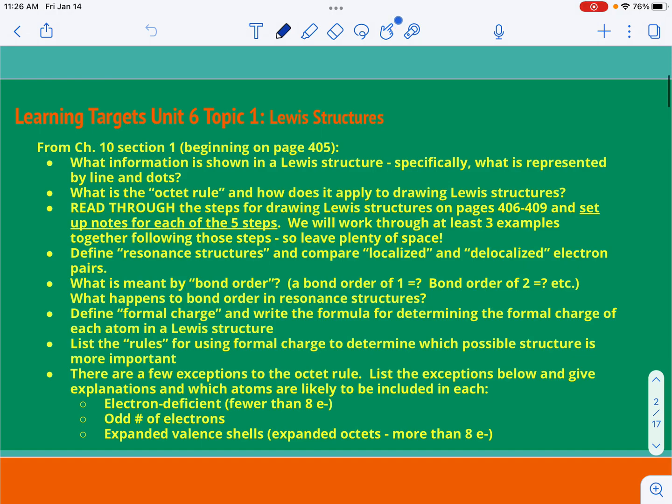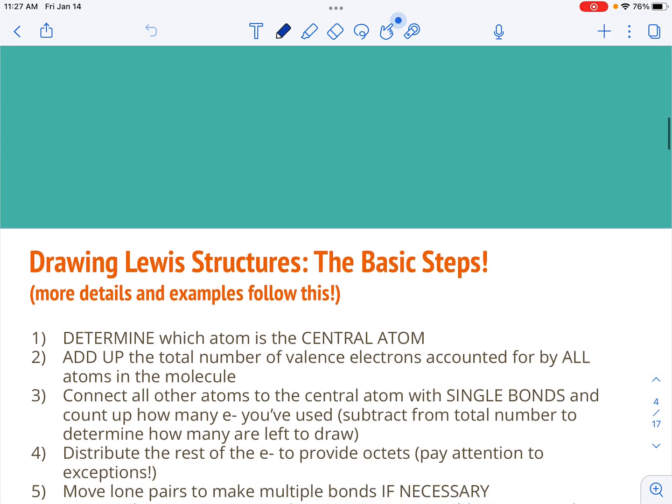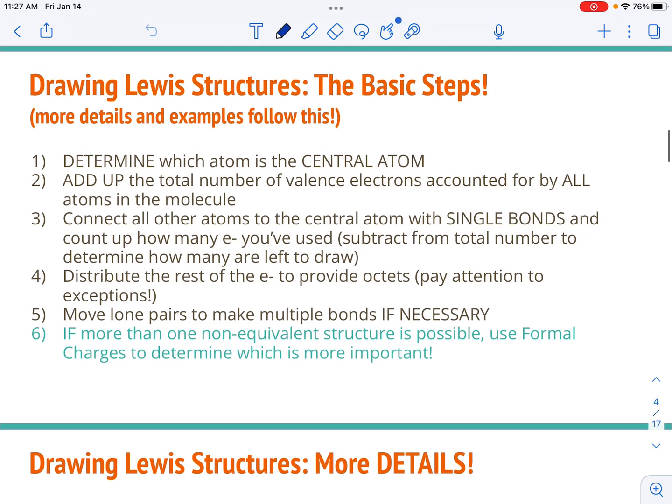So as usual, please, before you watch the rest of this video, make sure that you've completed a framework of learning target notes in your notebook. When you're finished with these, then you can come back and watch the rest of the video. So stop the video now and restart it when you're ready. Okay, so let's get started.